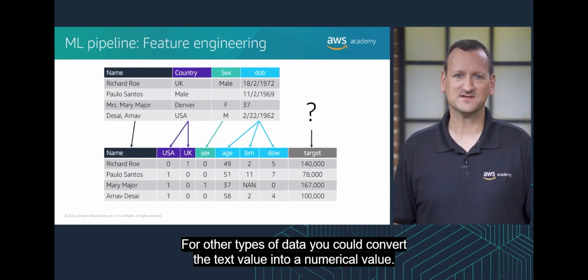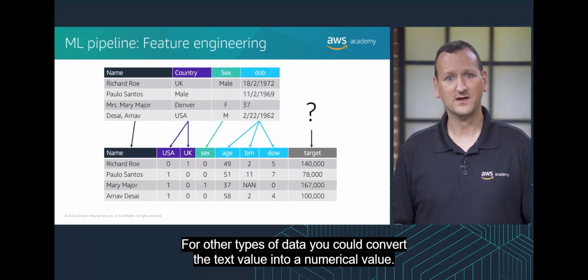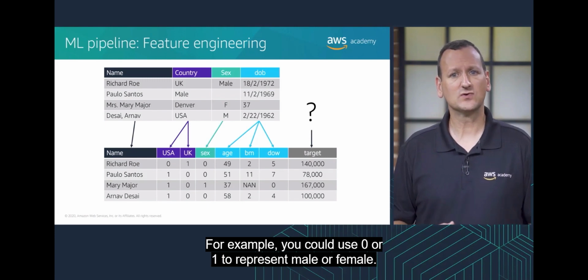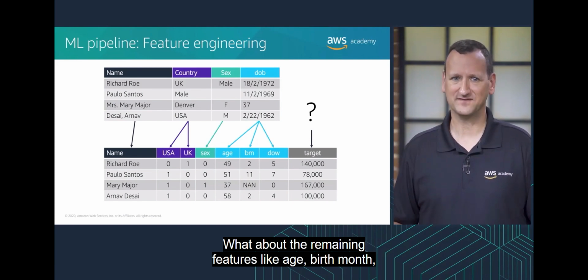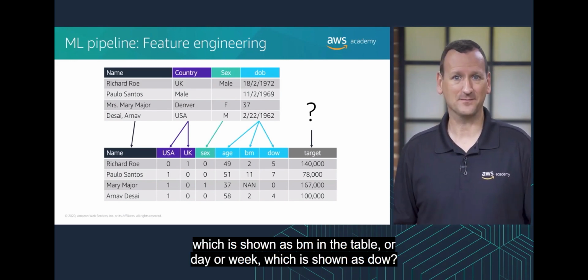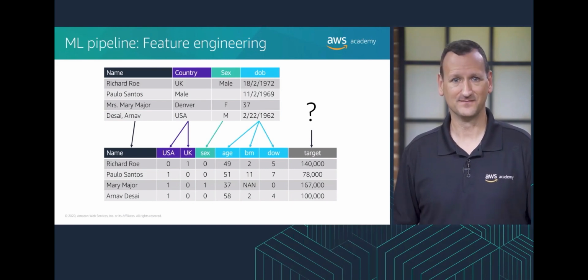For other types of data, you could convert the text value into a numerical value. For example, you could use 0 or 1 to represent male or female. These numeric values can be used more easily by the model. What about the remaining features like age, birth month, which is shown as BM in the table, or day of week, which is shown as DOW?